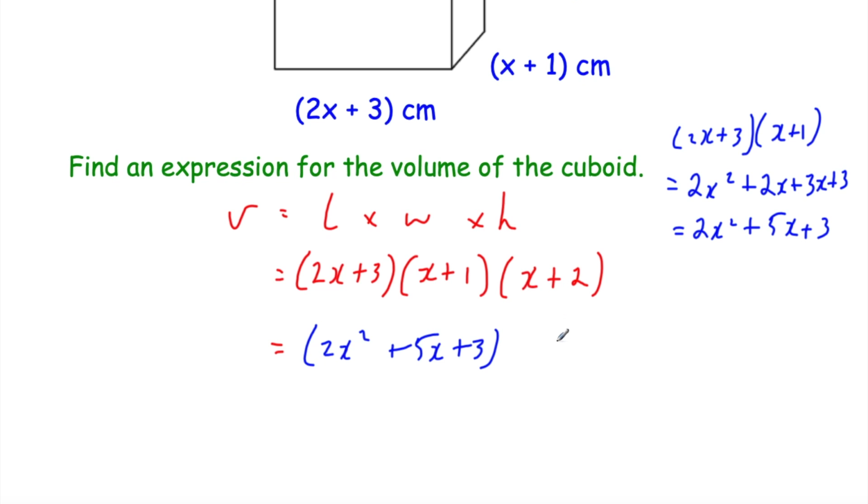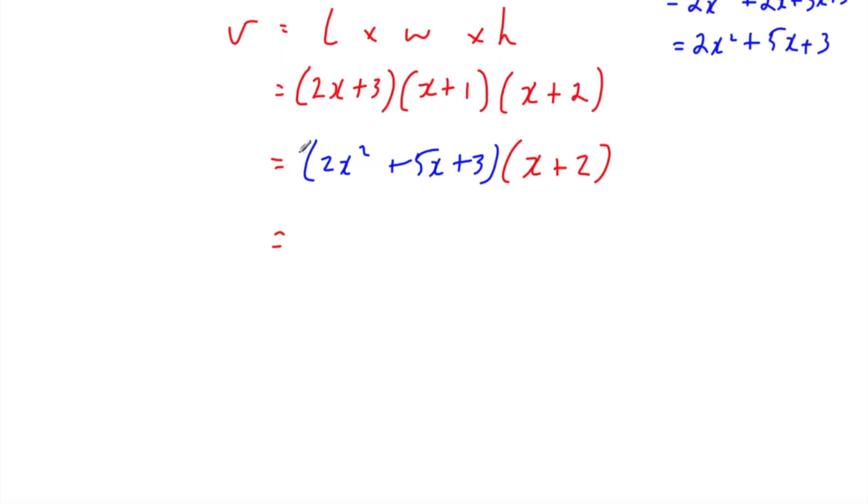But we've still got the x plus 2, so we'll write that after it, x plus 2. Okay, so that's fantastic. We've expanded two of the brackets, and now let's expand the last one. So we need to multiply 2x squared plus 5x plus 3 by x plus 2. So let's do that and see what we get. So let's multiply both the terms in this bracket by 2x squared to begin with. So 2x squared times x would be 2x cubed. 2x squared times 2 would be plus 4x squared.